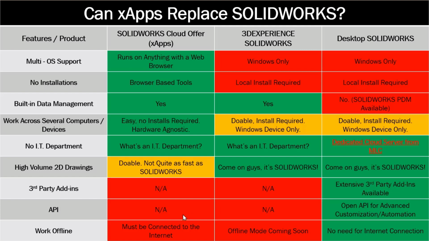And then, of course, if you ever need to do any type of work that is offline. With Desktop SOLIDWORKS, you don't need an internet connection. You can run on private networks if you need to. Whereas, of course, with the xApps and 3D Experience, you still need to have that internet connectivity. Although 3D Experience SOLIDWORKS has an offline mode that's going to be coming up really soon.